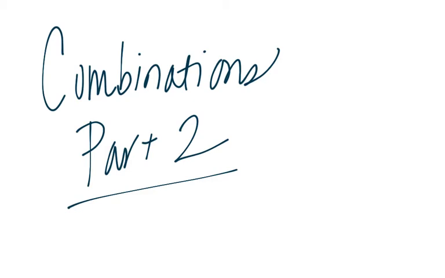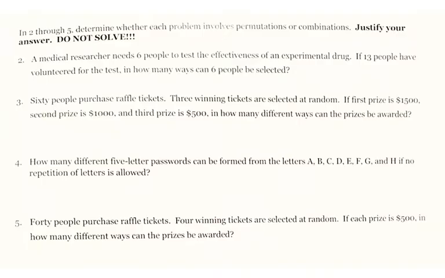So we're going to look at some situations and figure out which would be a permutation and which would be a combination. Then we're also going to actually calculate some combinations. So let's get started. First, we're going to look through these. All we're going to do is determine whether each represents a permutation or combination. We're going to justify our answer.